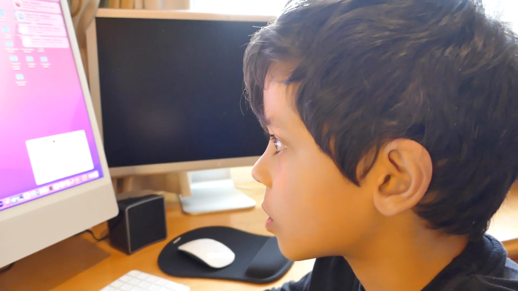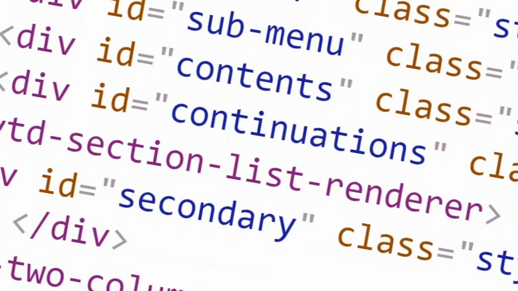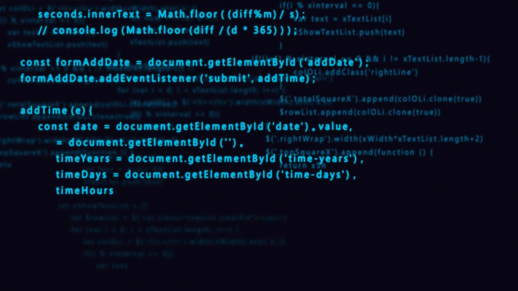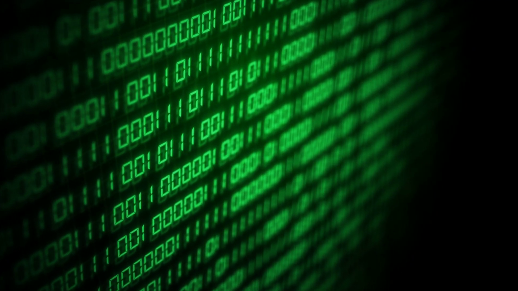So we use something called a compiler. Grasshopper created something called a compiler. With the compiler, you can type instructions in English, and the compiler translates it into ones and zeros. We have Grasshopper to thank for all of this.